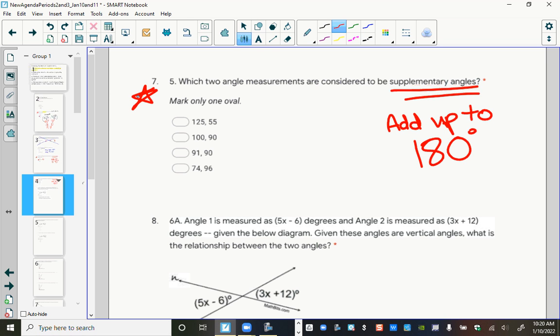125 and 55. Add up, boom, you get 180. There you go, good job. Questions? Yep, that one definitely star. Now the next one. This one we dealt with all year.